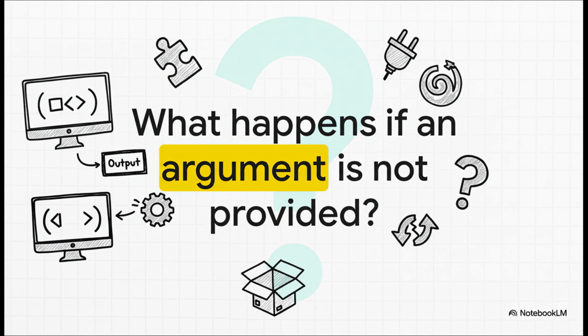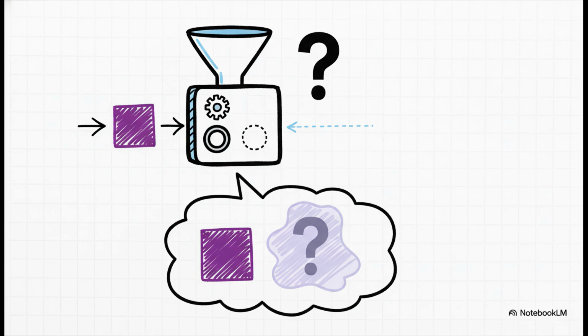You're going to run into this for sure. What if your function is waiting for 2 pieces of information, but you only send it one? What does JavaScript do? Does the whole thing just break? Nope, no crash. JavaScript is pretty chill about this actually.